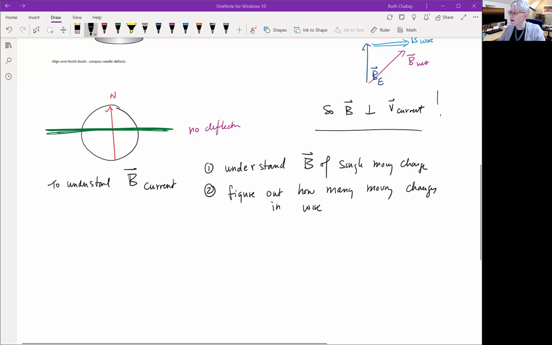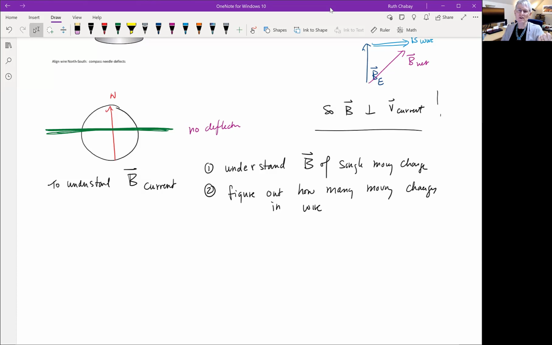So how do we capture that mathematically? Oh, and Brian, you ask if you lay a wire with an AC current over a compass, would you get a different behavior? The answer is yes, but the question is, what's an AC current?